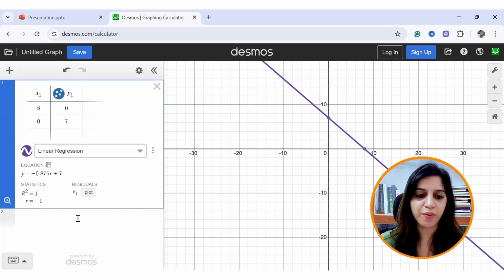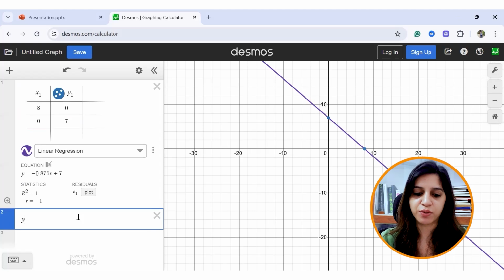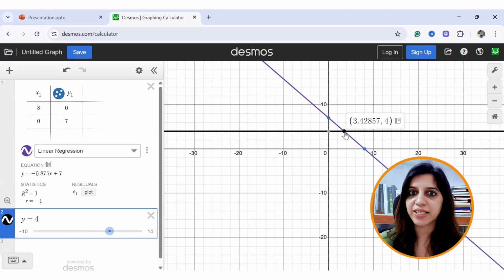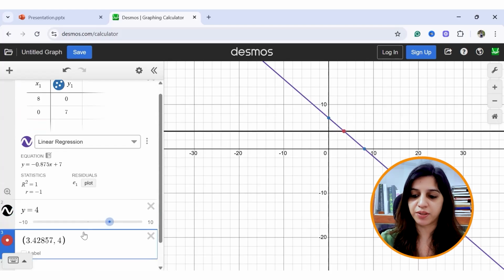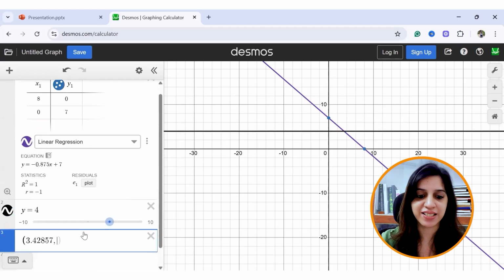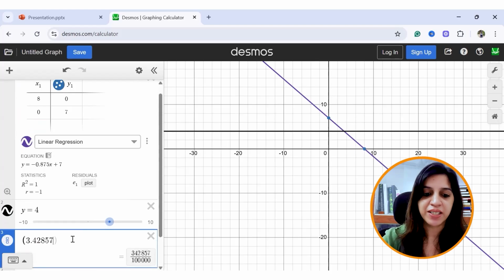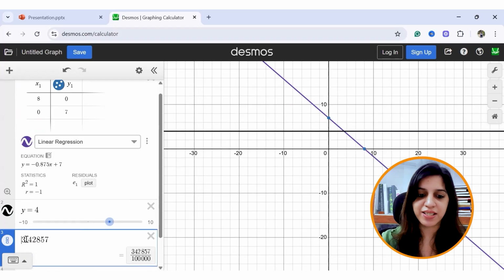Now, what do I want to do? I want to find the point on this line when y is equal to 4. So, okay, y is equal to 4. I get the point of intersection. It's 3.42. I still don't want to do any hard work, I don't want to see which fraction this is. I'm going to put it here and do this. It gives, okay, so useless. So anyway, I've got my answer as 3.42.